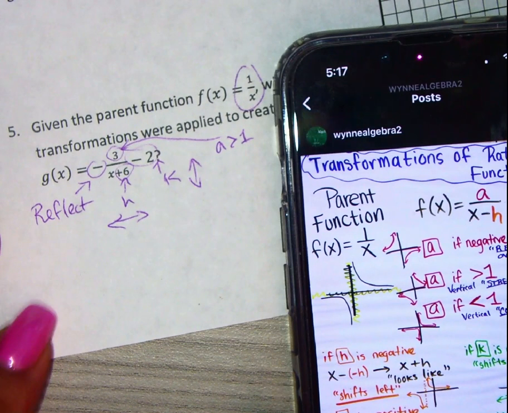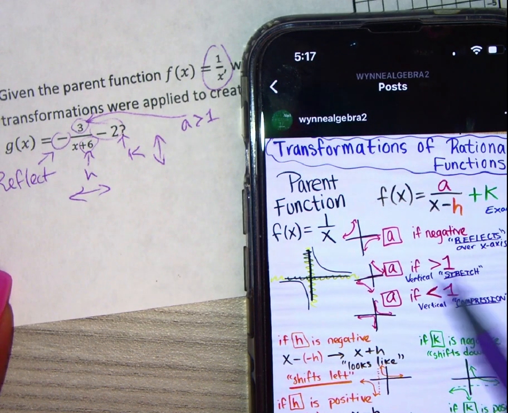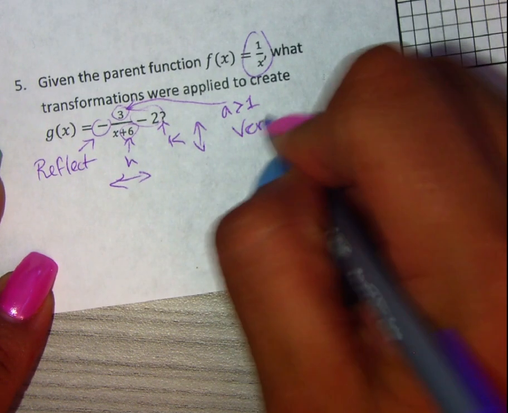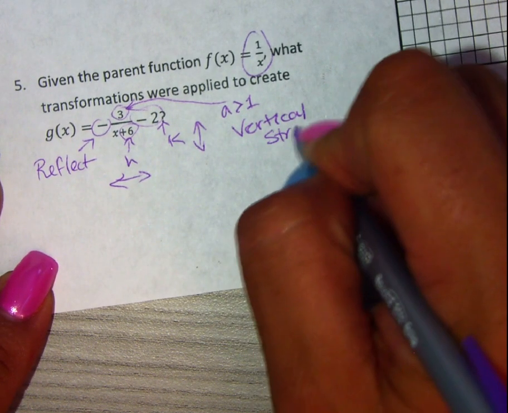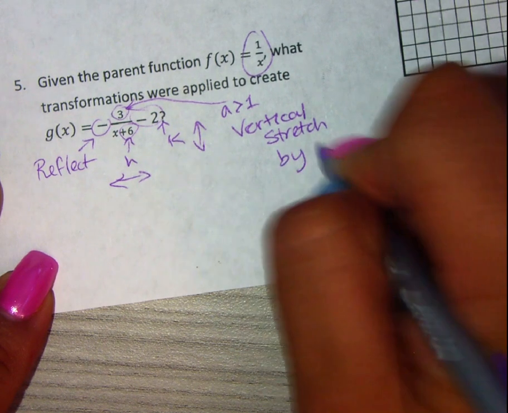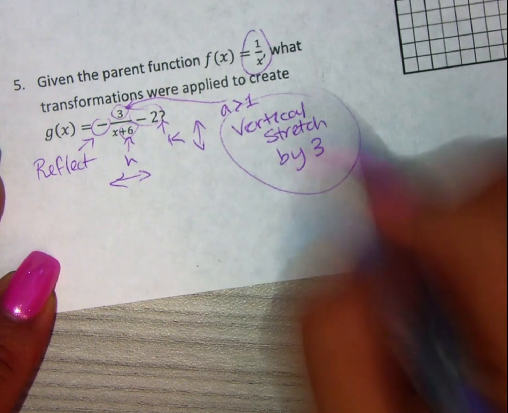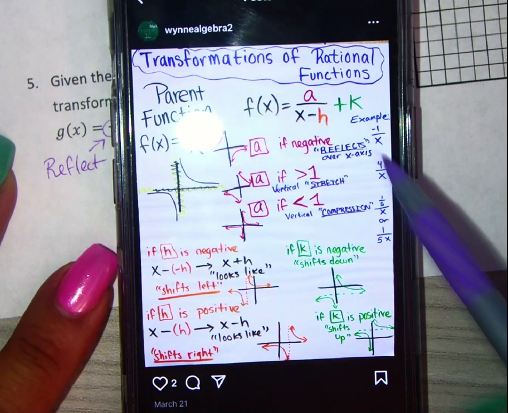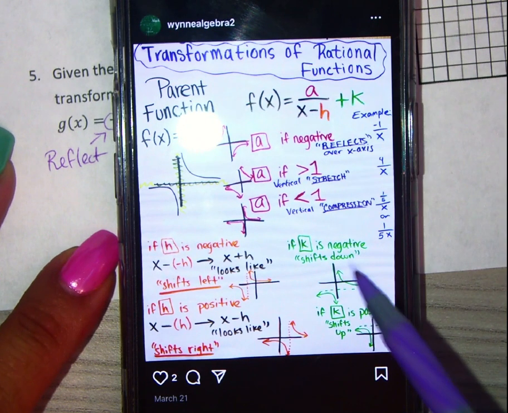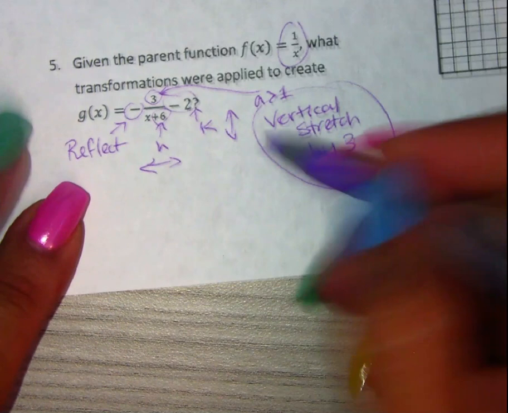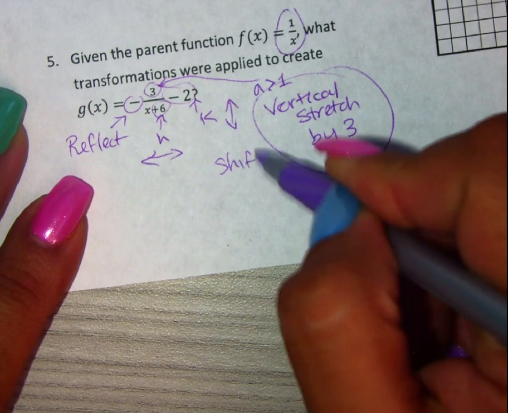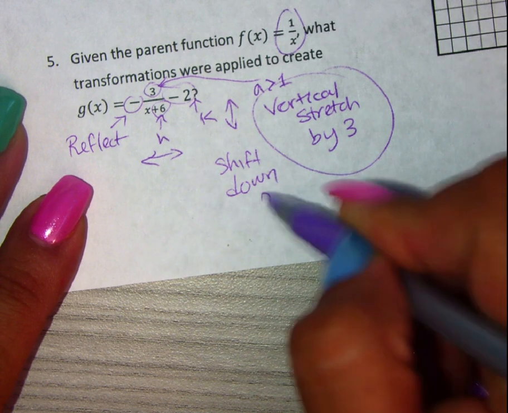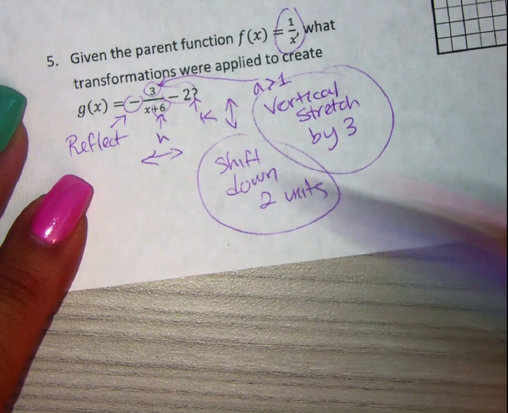So according to the chart and the notes, when a is greater than 1, it's going to be a vertical stretch. So that's one of the descriptions here. Vertical stretch by 3, sorry. And then we have a k value that's negative 2. According to our notes, a k value that is negative is shifting down. So that is going to shift down 2 units. So that's the other description.